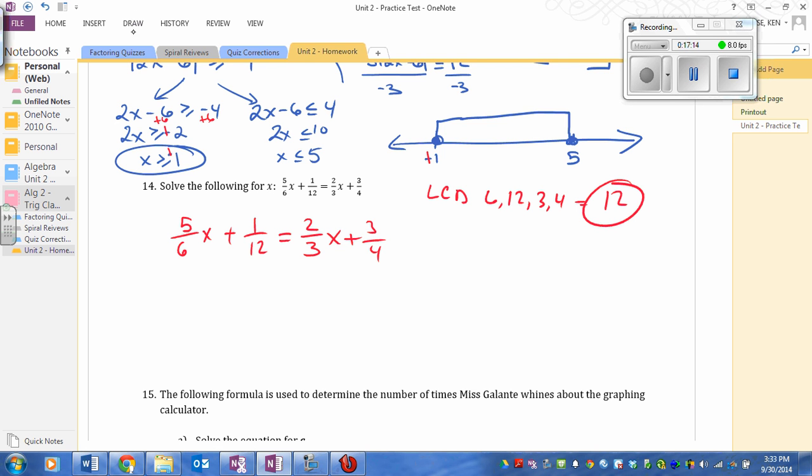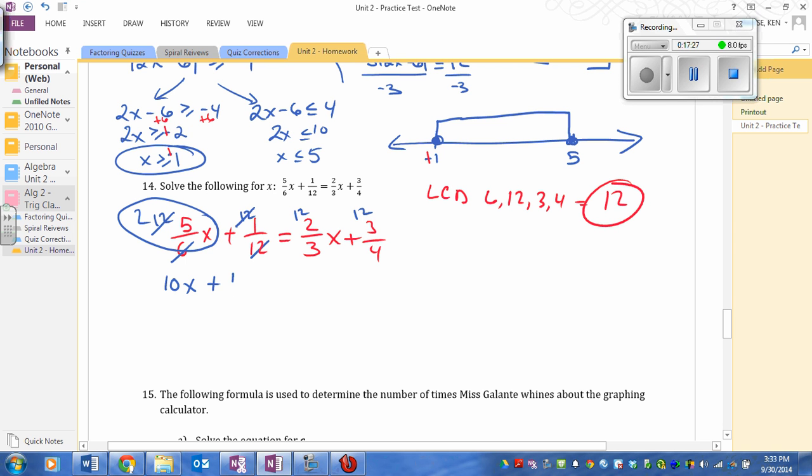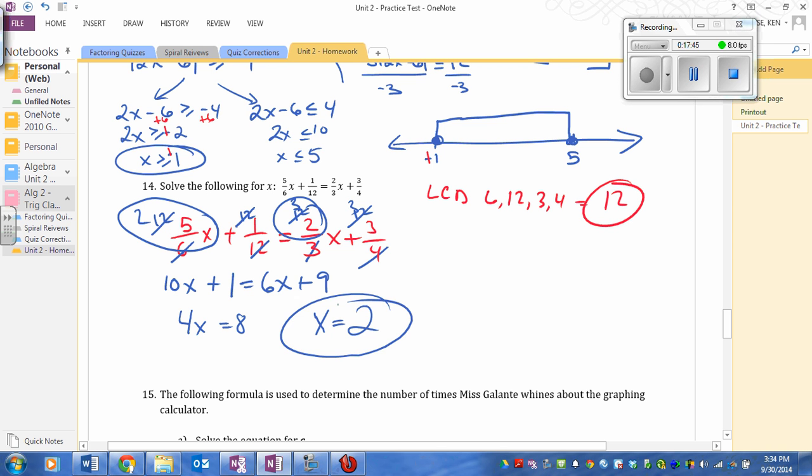So what I'm going to do is multiply all of these by 12. It goes in there twice, gives me 10x. These just cancel, these mean 1. Goes in there 3 times, which means 6x plus, goes in there 3 times. If I bring the 6x over, I get 4x. If I bring the 1 over, I get 8. 4x equals 2.